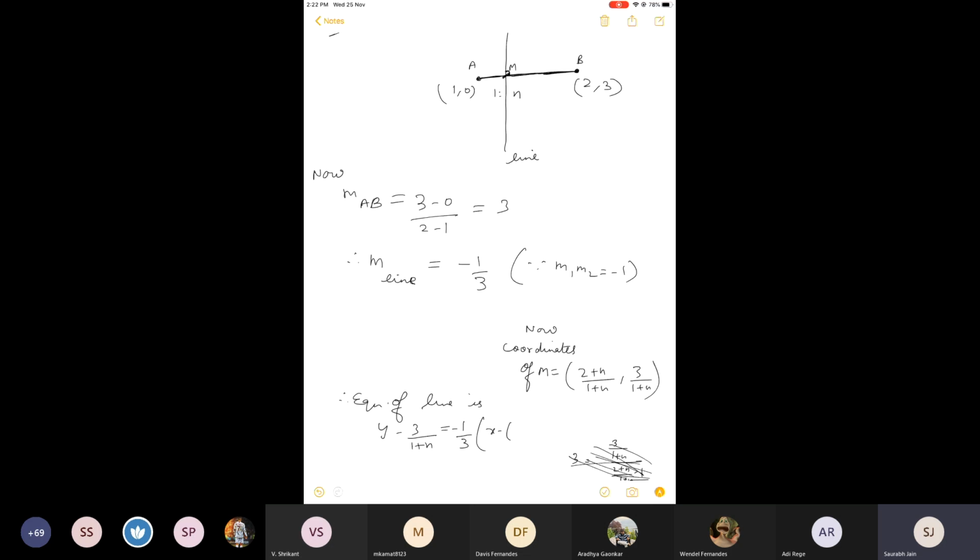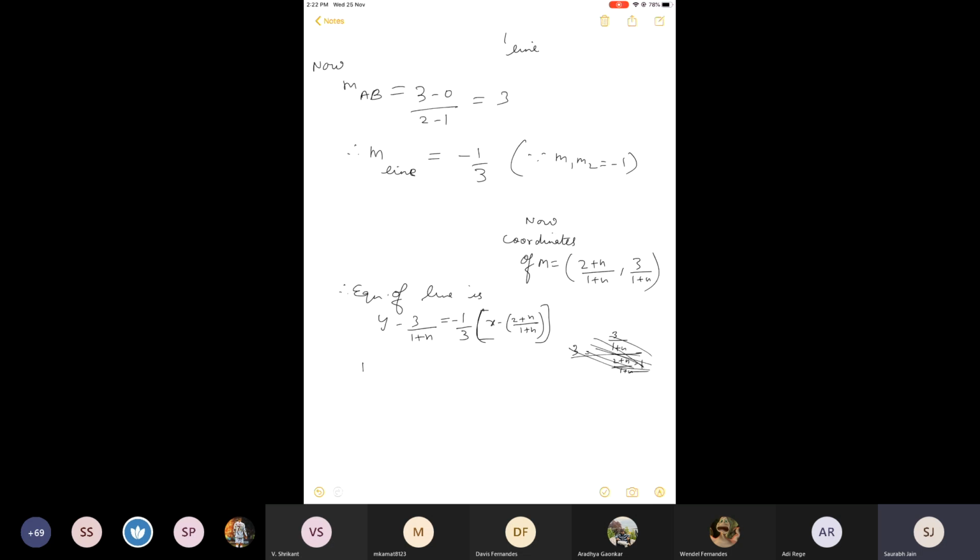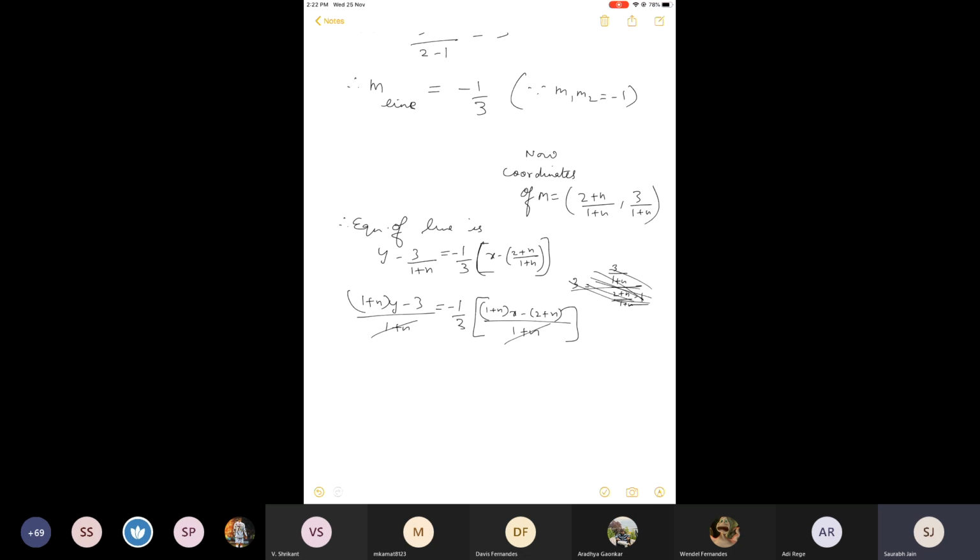Now after this only simplification is left. You can take the LCM, cancel anything if it is common. Here also you will take the LCM, 1 plus n into x. So this is just calculation. All these are answers only. It depends in which form they want the answer. If you want to simplify, you go on cross multiplying. You can cross multiply this 3 to the left hand side: 3 into 1 plus n y minus 9. Then you multiply -1 with these two terms.